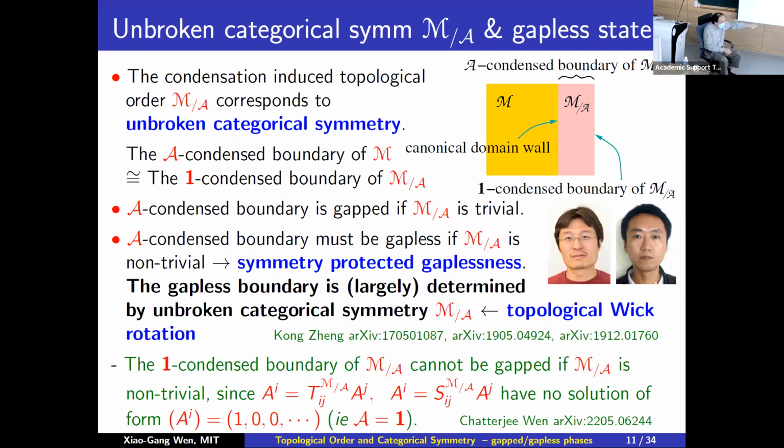Because in this S matrix, the first row is the quantum dimension, which is all positive numbers, not integers, some positive numbers. When you have positive numbers in the first row, then this kind of vector can never satisfy this condition. It cannot be an eigenstate of this SA. So this is a very quick way to prove that non-trivial topological order guarantees gaplessness. This is just a one-line proof.